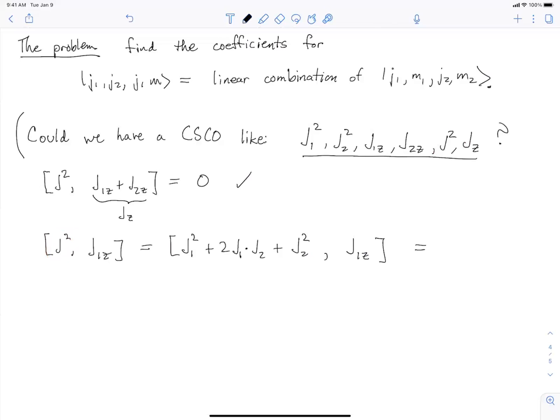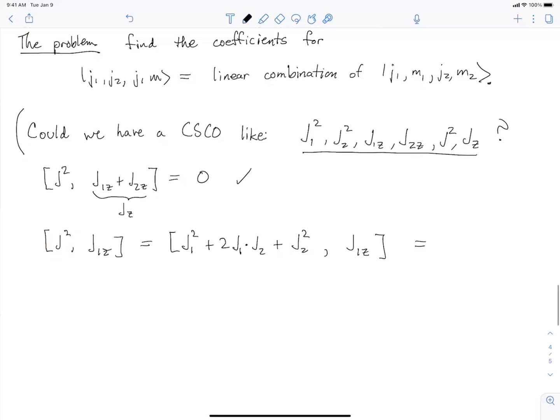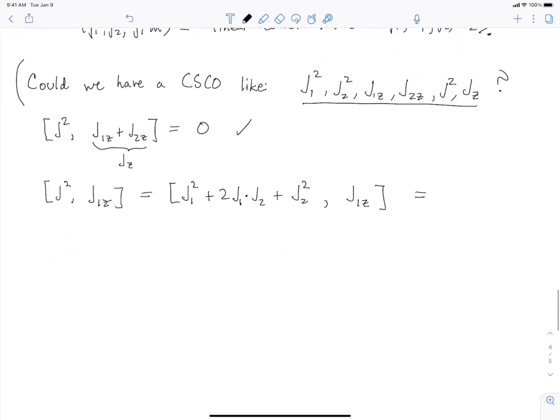And the question is, does that vanish? And the answer is no. So one way you see that is j1 squared does commute with j1z. j2 squared certainly commutes with j1z because j2 just ignores j1. But what doesn't commute is this j1 dot j2.